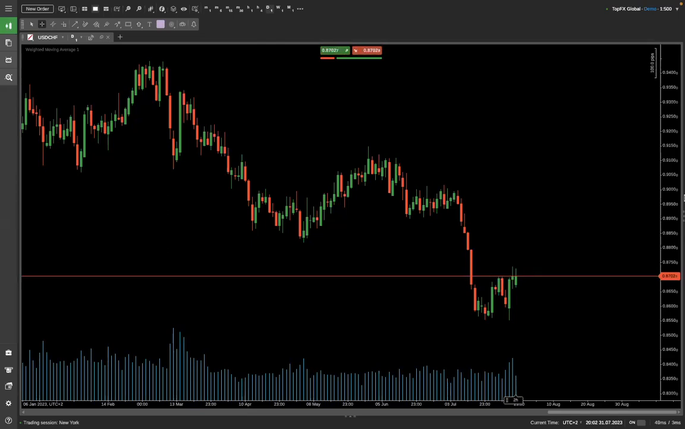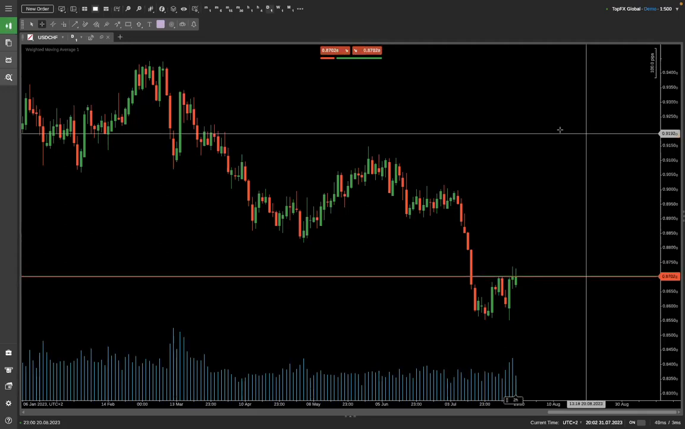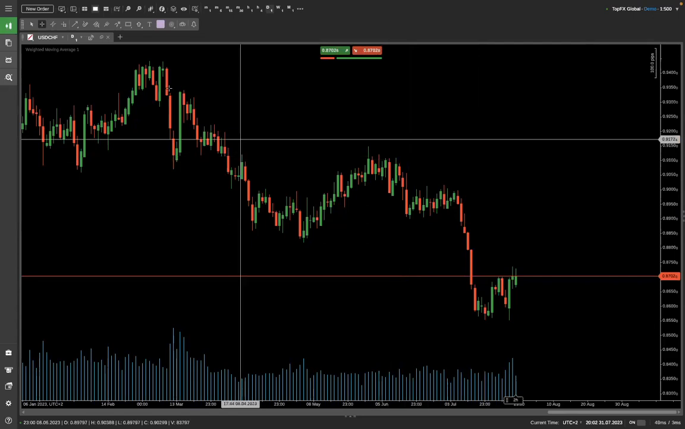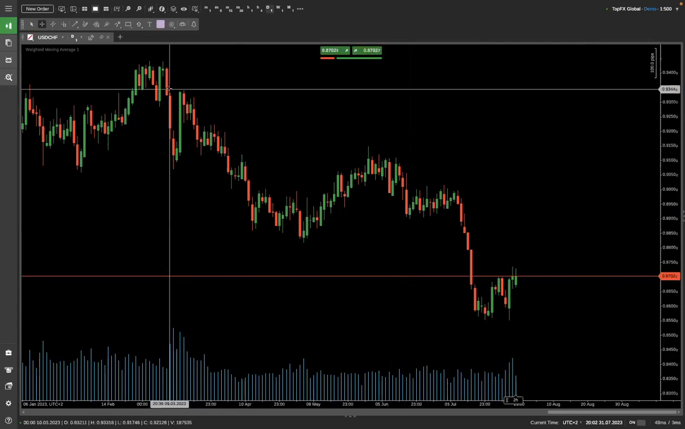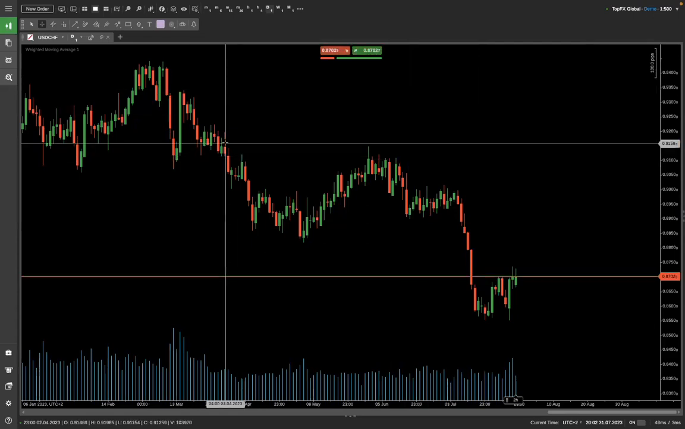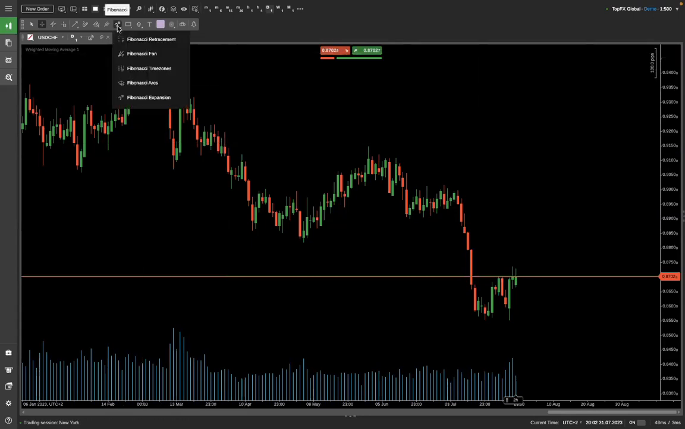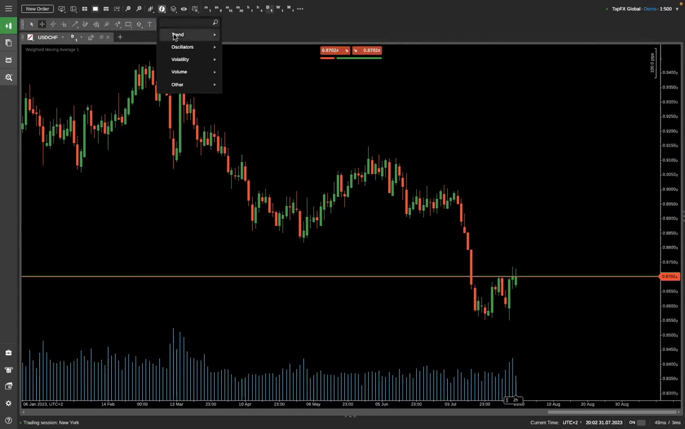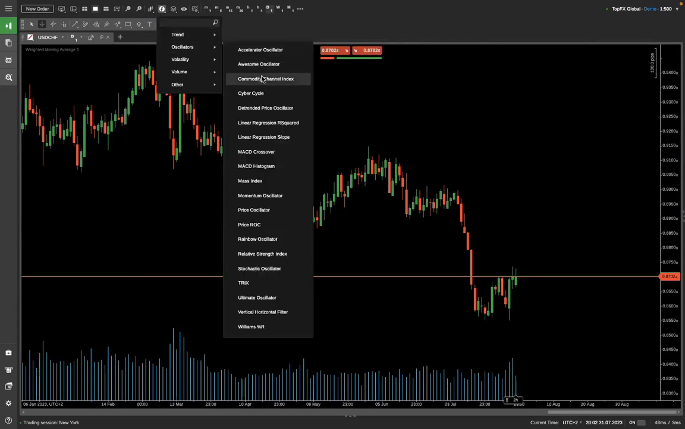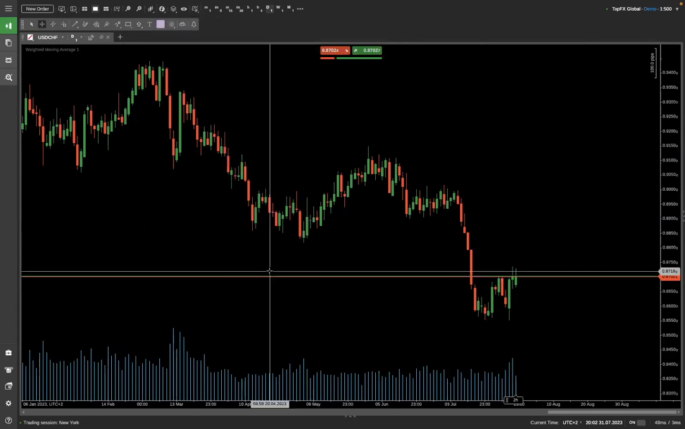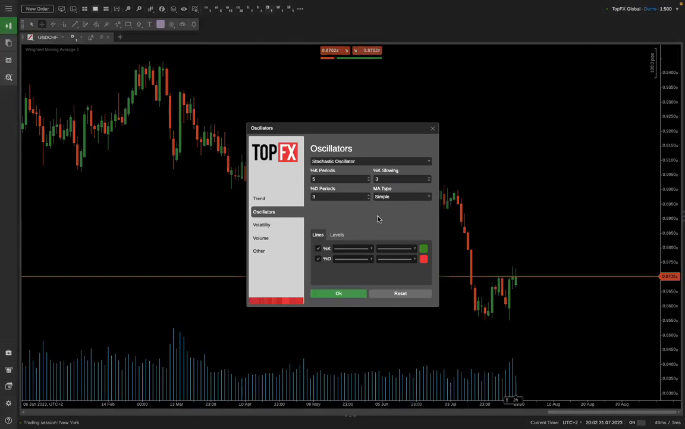So let's talk about the stochastic indicator and how to understand this indicator. First, let's apply the stochastic to our chart. How do we do this? We go to the indicators menu. We choose oscillators, and then we choose the stochastic. We swipe down towards the stochastic oscillator. We click here, and this is the window.